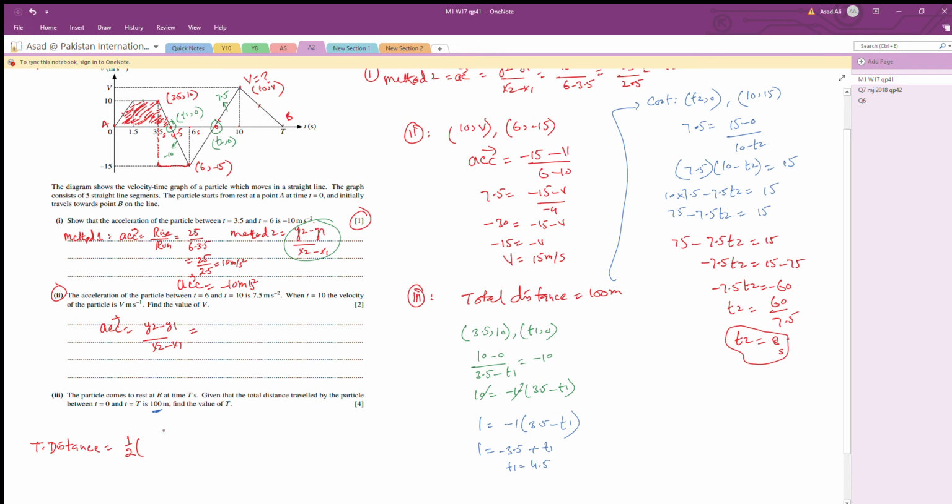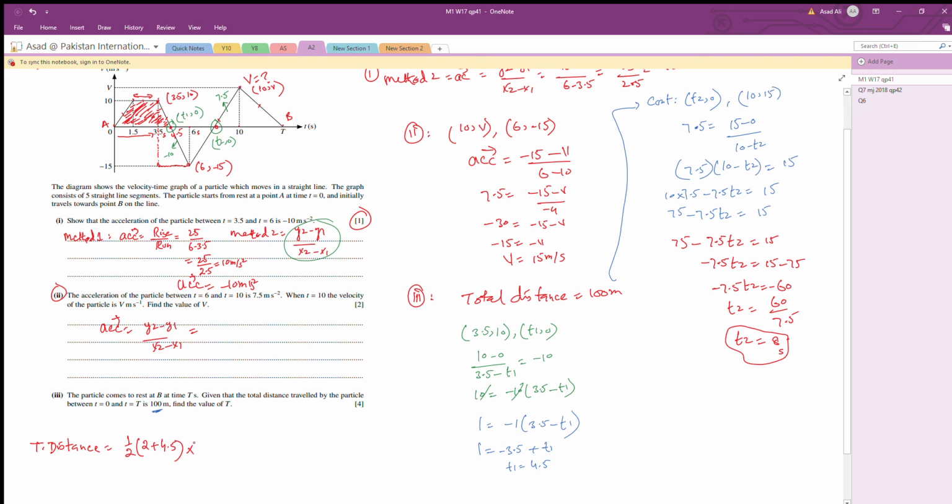The red trapezium is from here, it's 1.5, it's 3.5. What's the difference? Come on, it's 2. So 2 is the difference here. There are two parallel sides, the bigger parallel side and the smaller parallel side. The smaller parallel side is 2 units and the bigger parallel side is 4.5 units. So 1 over 2 times the sum of the two parallel sides into the height.